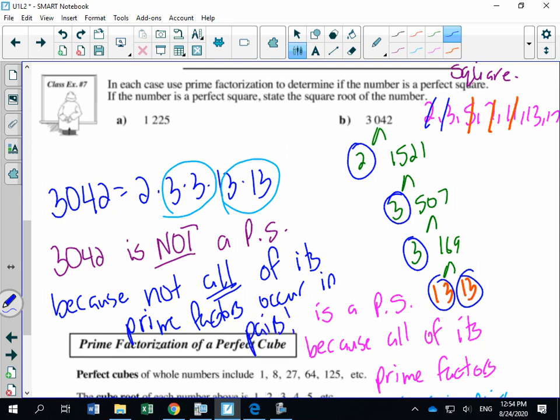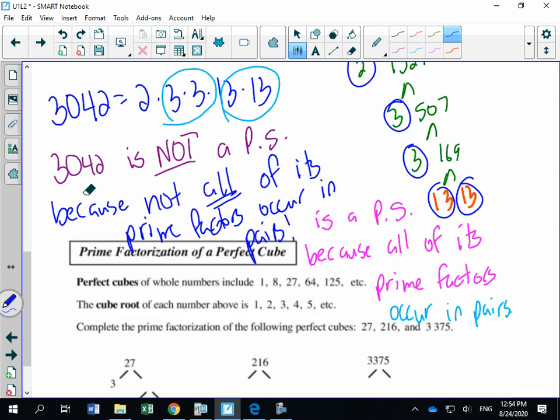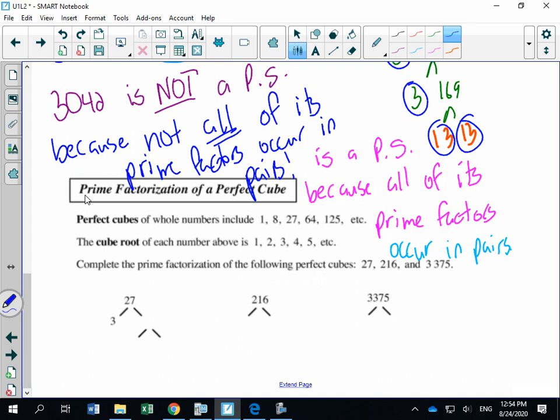So 3042 is not a perfect square because not all of its prime factors occur in pairs. This little guy out here, this 2, does not pair up. So 3042 is not a perfect square. Okay, so that's perfect squares. If you guys understand perfect squares, you are going to understand perfect cubes.